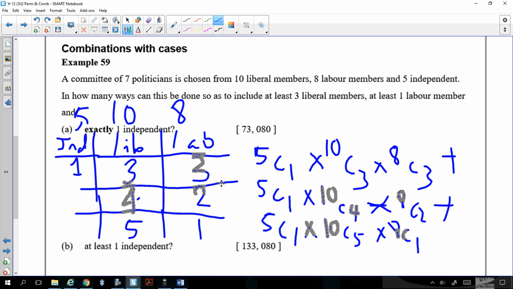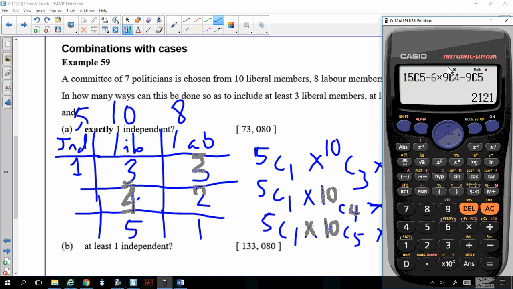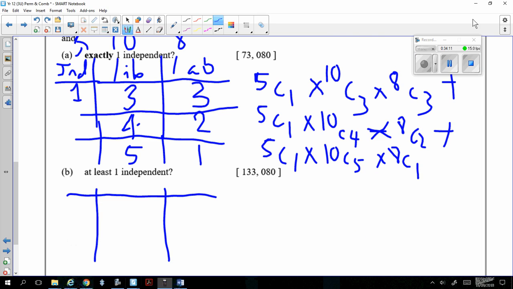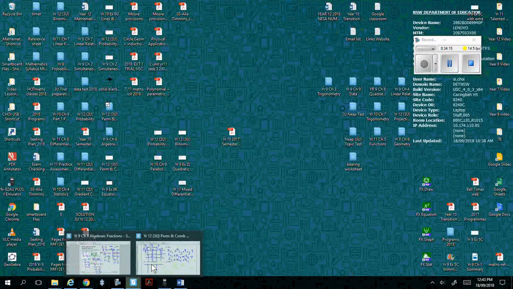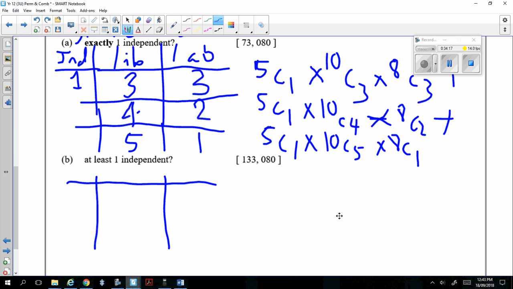Okay, good. All right, so you could have 2 independent. In that case, 3 liberal but 2 labor. Or 4 liberal, 1 labor, and it stops there because you can't have less than 1 labor. Or you can have 3 independent, 3 liberal, and 1 labor. In that case, that's the last case.